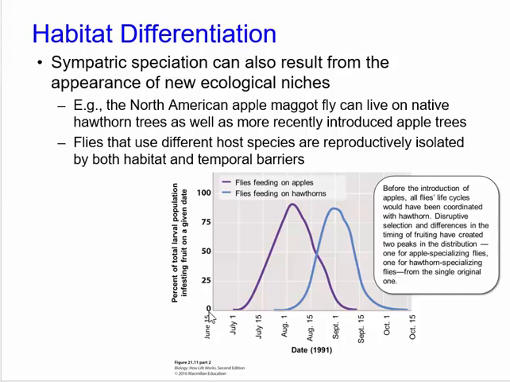So you see the timing of when these organisms are present. For the ones that feed on apples, those peak in the beginning of August, versus those that feed on the hawthorns, those peak in September. Therefore, when these flies are breeding, they're breeding at different times, and are less likely to interact and breed, and that has created a reproductive barrier even within the same geographic location.